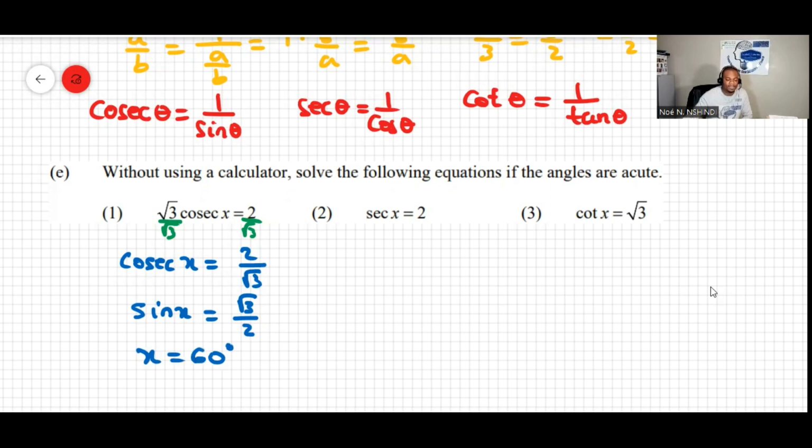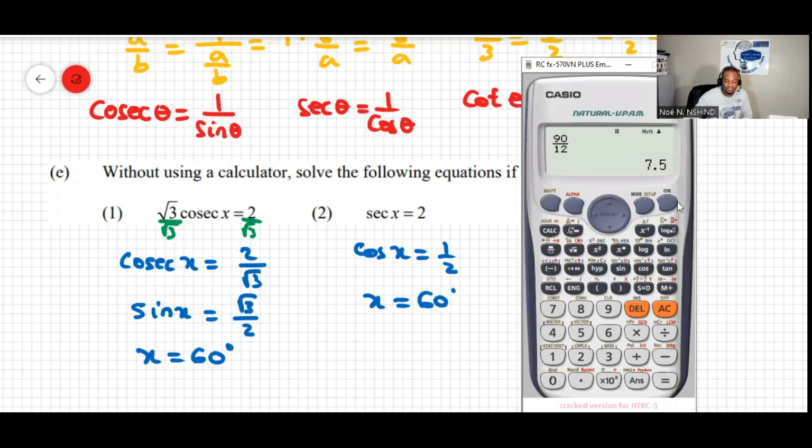Okay, and then sec x equal to 2. Over here, we know that sec is the inverse of cos. So it's going to be cos x equal to 1/2. Cos x equals 1/2, this means that x equals 60 degrees. Okay, you can check the calculator. Cos of 60 degrees equals 1/2.